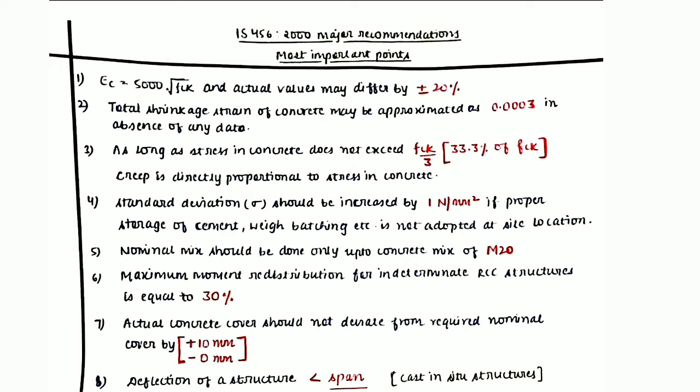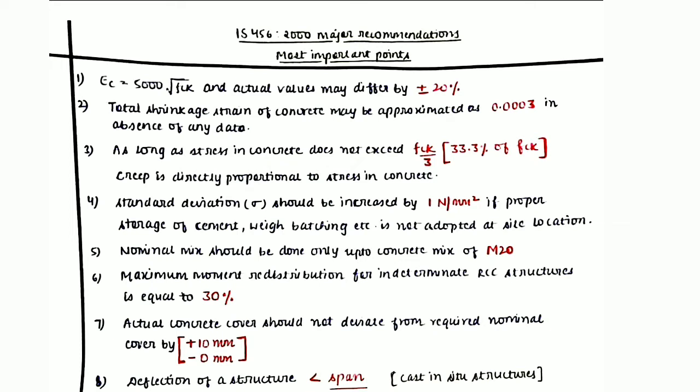The third point is, as long as stress in concrete does not exceed fck by 3, the creep is directly proportional to stress in concrete. Till this particular point, till the point of 33% of the fck, that is the characteristic strength, till this particular point only, the creep is directly proportional to the stress. Above this point, there is no such direct proportional relation between creep and stress in concrete.